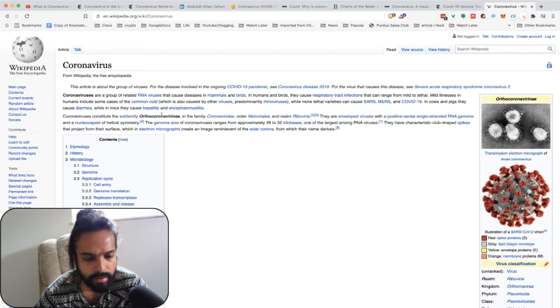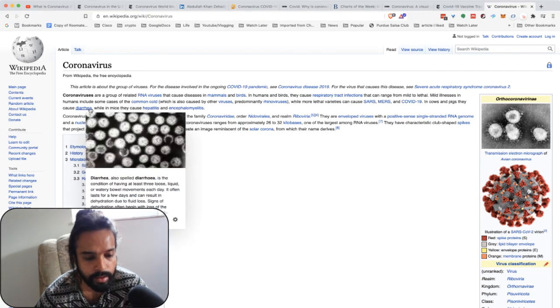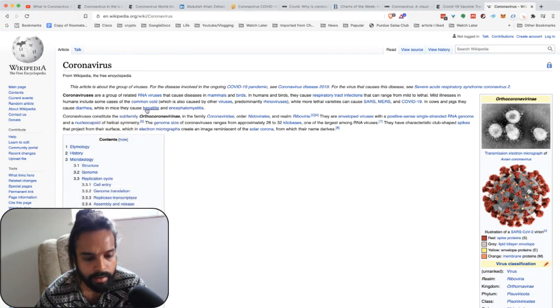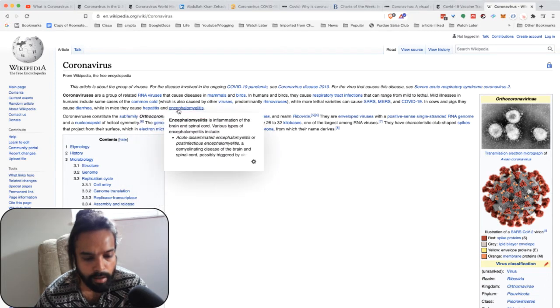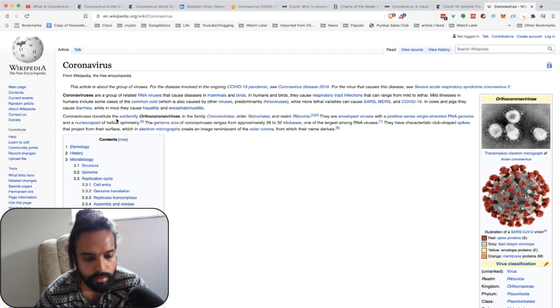In cows and pigs, they cause diarrhea. Interesting. I didn't know that. While in mice, they cause hepatitis and encephalomyelitis. Coronaviruses constitute the subfamily Orthocoronavirinae. The family, okay, lots of scientific names here.